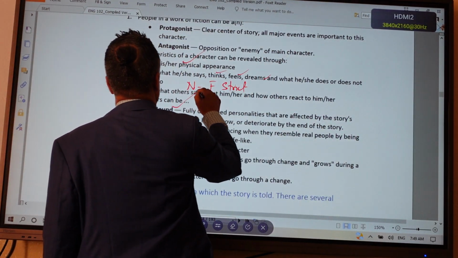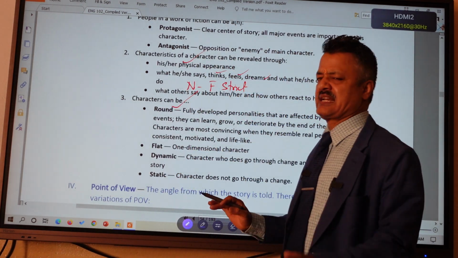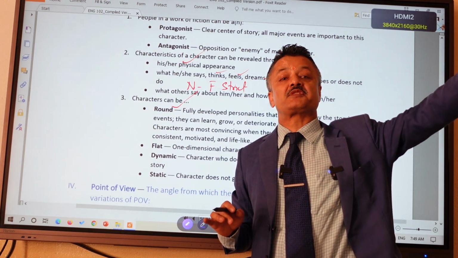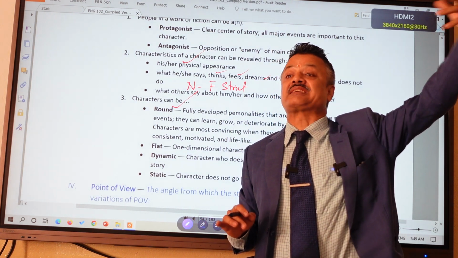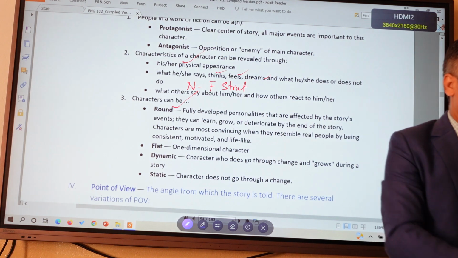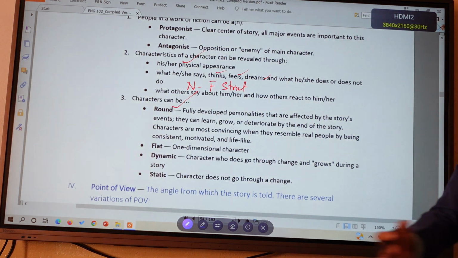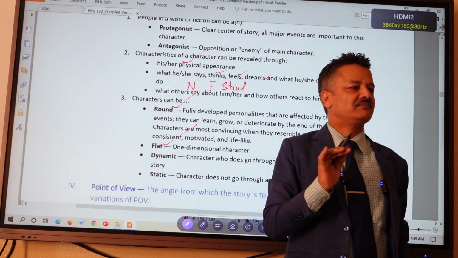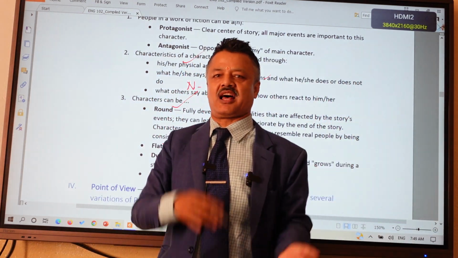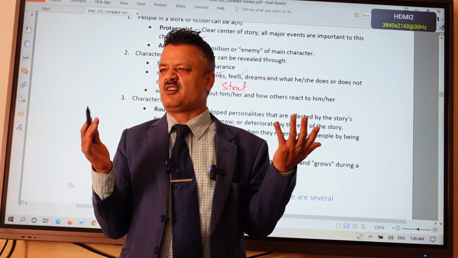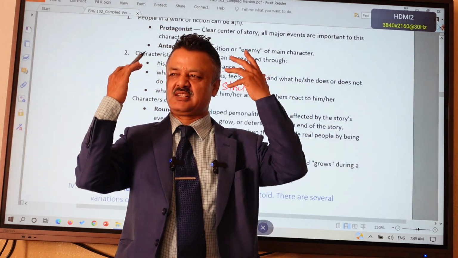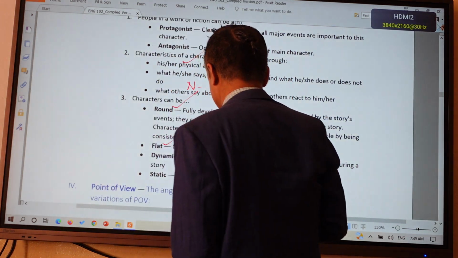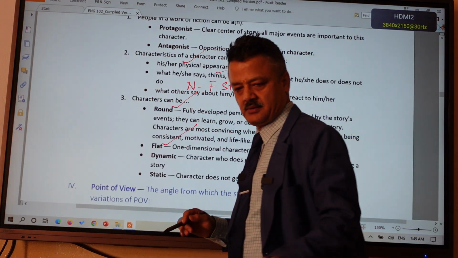So Round is a character who changes over time, develops, becomes mature, more intelligent. That is Round. Things which are round, they move easily. A ball, a football moves easily, right? And Flat is a character who doesn't develop. On the first page, he was like that. On the last page, he's like that. It doesn't change. Unchanging characters whose attitude, thinking, life, nothing changes. They are the same throughout the story. Okay.